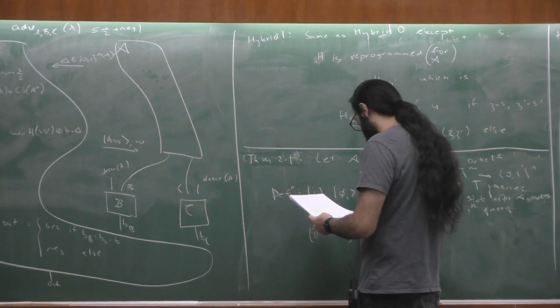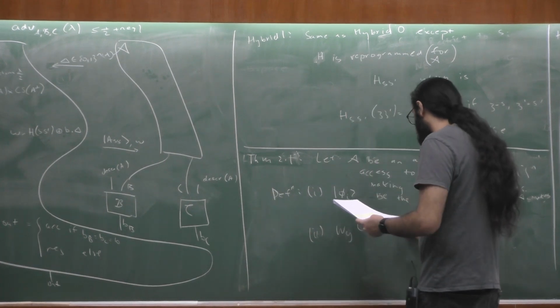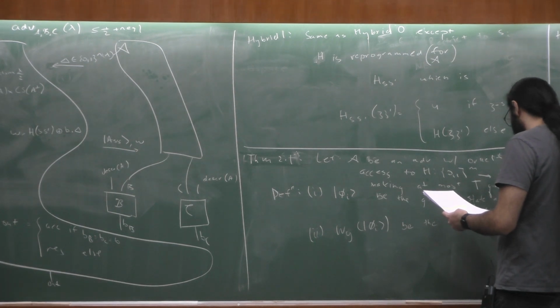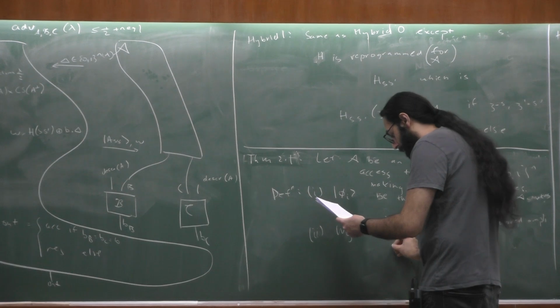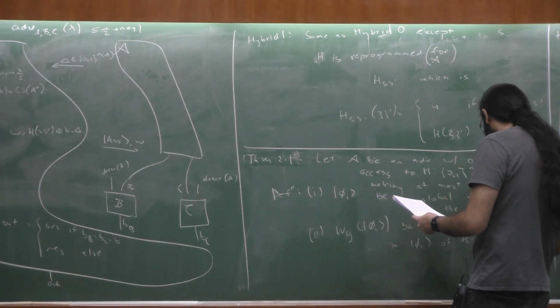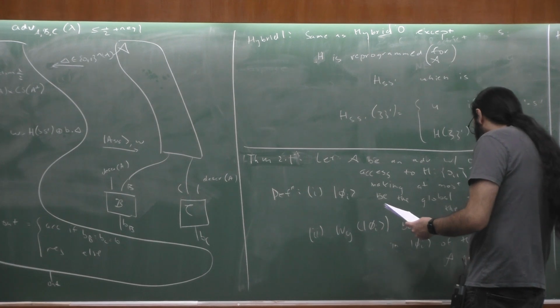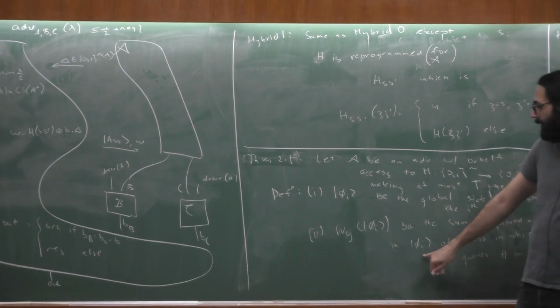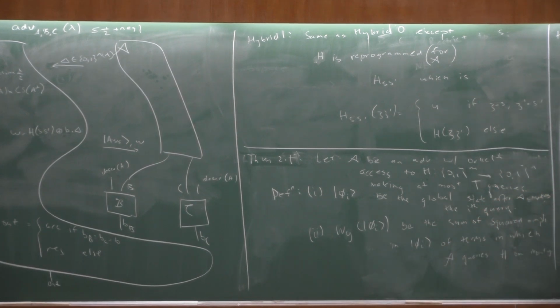And then let omega sub y acting on phi_i be the sum of squared amplitudes in phi_i of terms in which A queries H on input y. So you look at the state, it has a query register, and you're summing up the weight on all the amplitudes where the query was made on register y. Because there could be other registers doing whatever, you're just summing up all the weight on the register y.